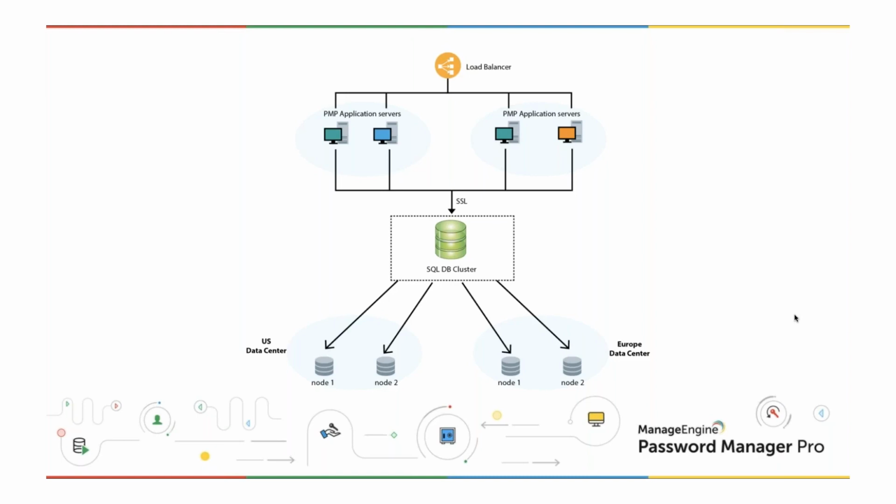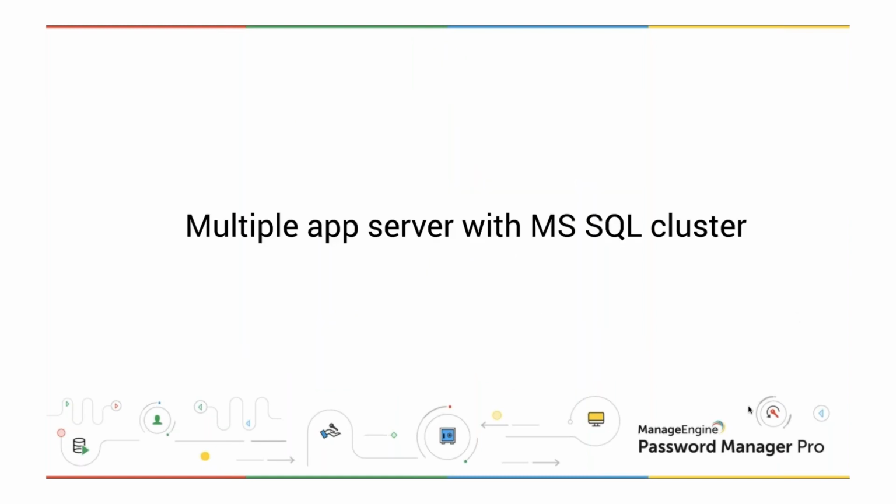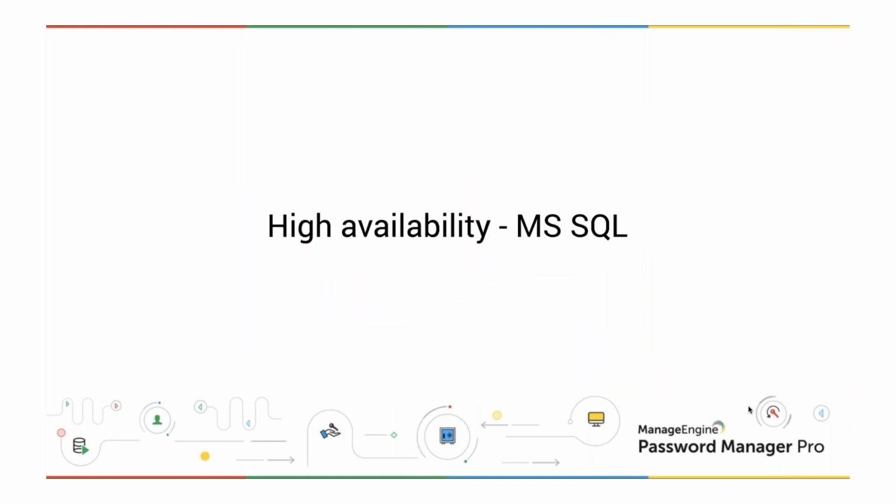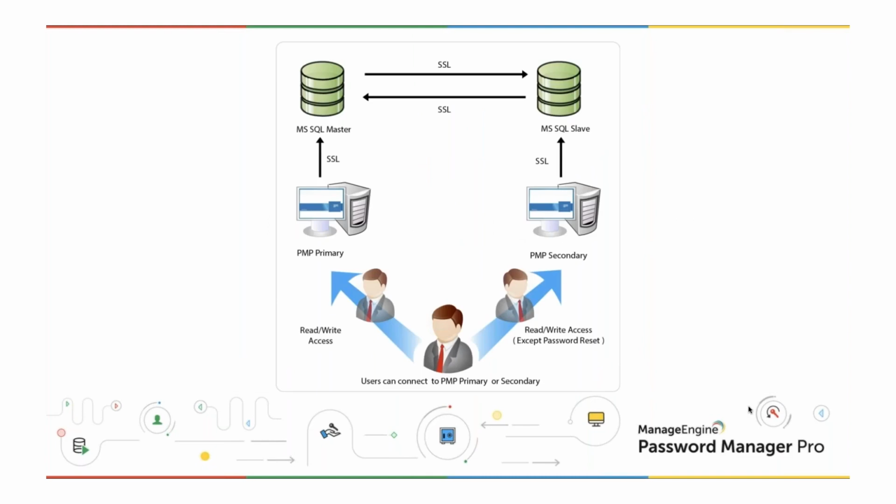The first one is high availability with PostgreSQL, where you can have 2 application servers with the bundled database. You can access only one application server at a time, and the password reset will happen only from the primary.